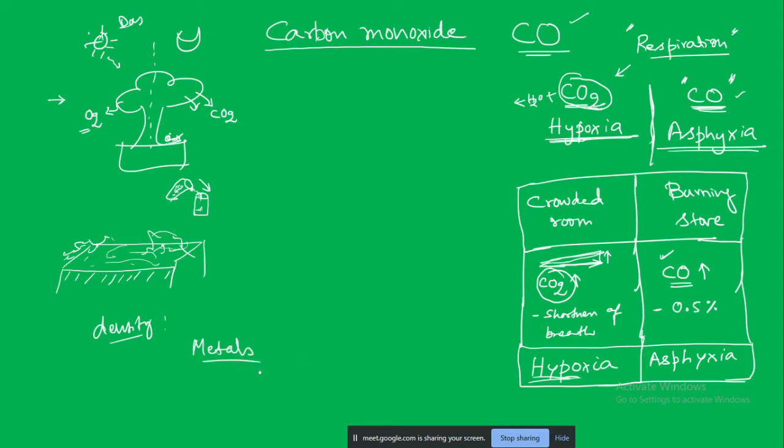Solid, except mercury and barium. Except mercury, good. So non-metals are generally either liquid or gas. There is some general trend.